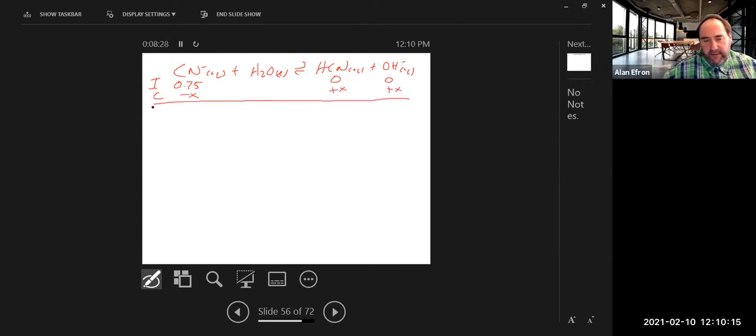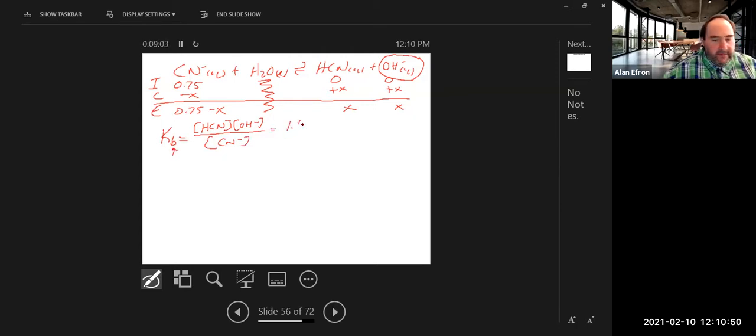That means at equilibrium, 0.75 minus x, x and x, just like we talked about previously as well. Again, I'm not going to put anything here, so I'm not tempted to start using numbers where I shouldn't use them. As we talked about in the last part of this, this is again a Kb. We know it's a Kb because I do see OH minus on this side, and we have HCN, OH minus, and CN minus. Again, because it is a Kb, we want to make sure that we use the right value, which is our 1.6 times 10 to the minus 5.